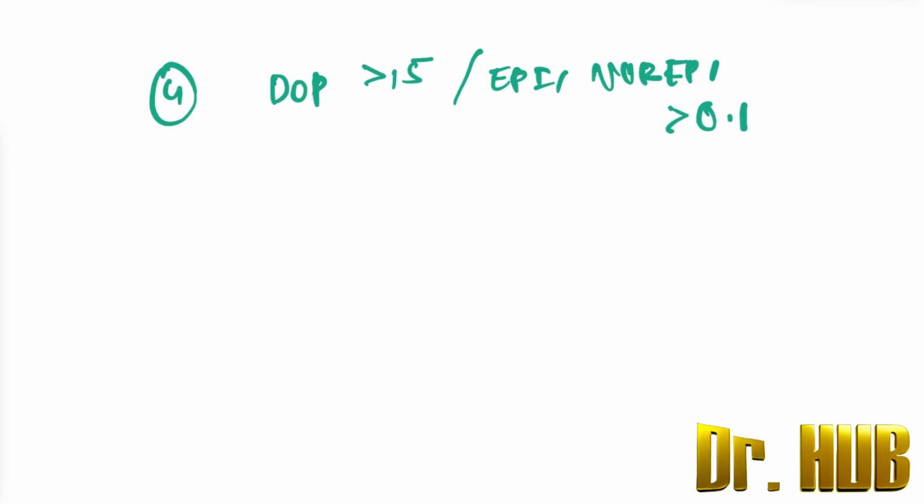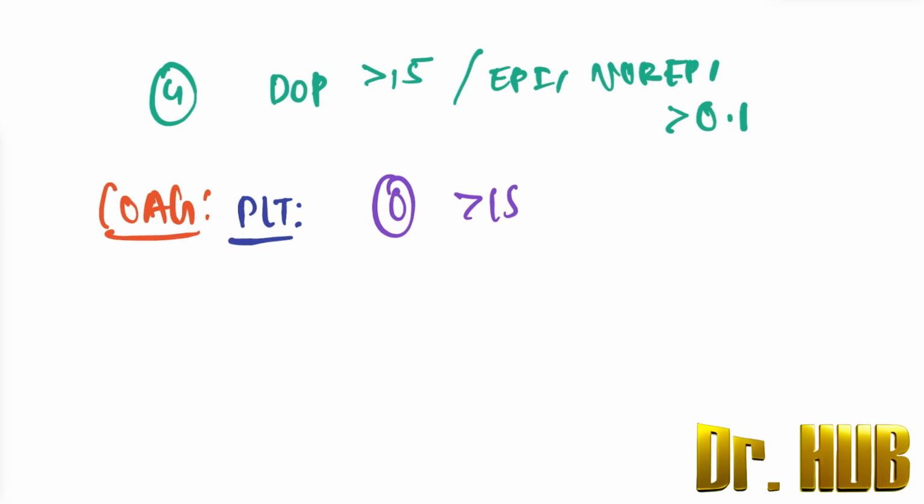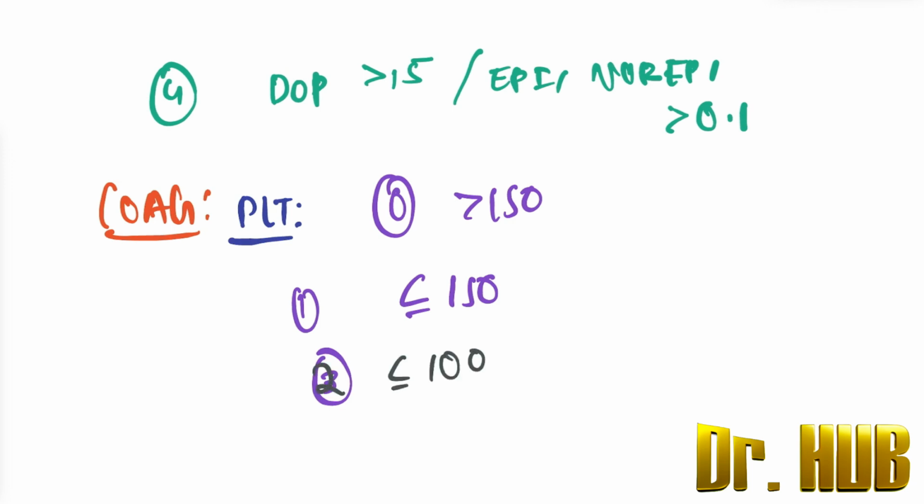Now let's move on to the coagulation. Here in coagulation, they look for the platelets, in units of 10 to the power 3 per microliter. A score of 0 is greater than 150. A score of 1 is less than or equal to 150. A score of 2 is less than or equal to 100. A score of 3 is less than 50. And 4 means it is less than 20.